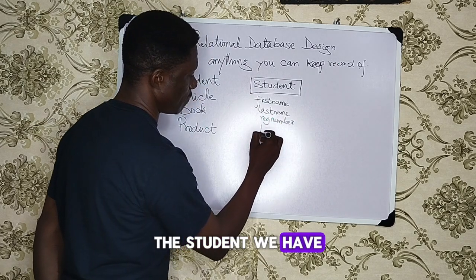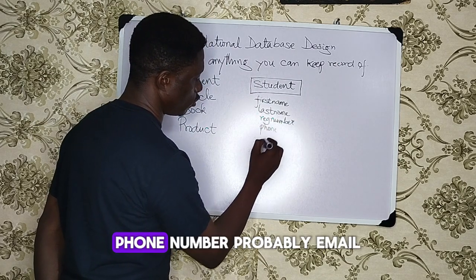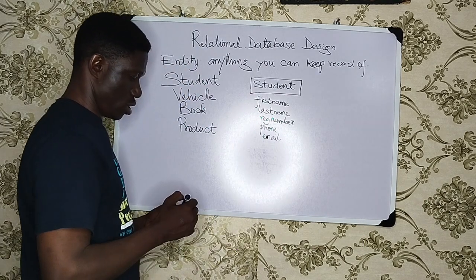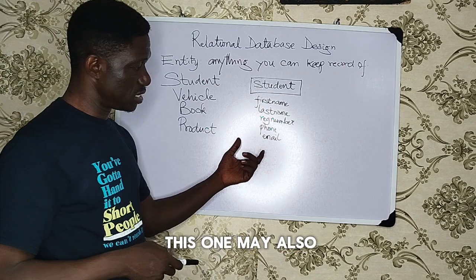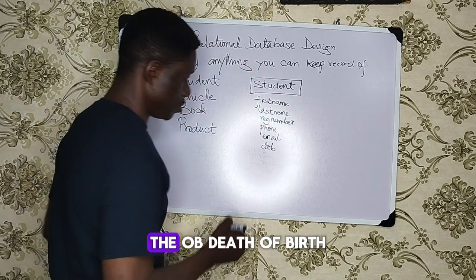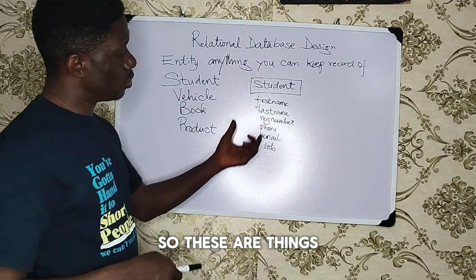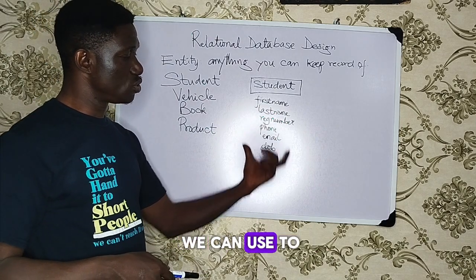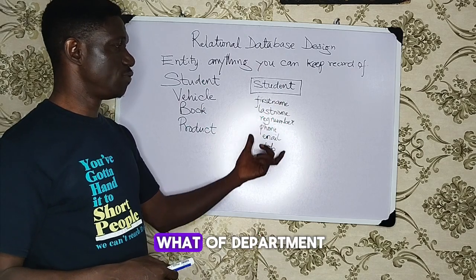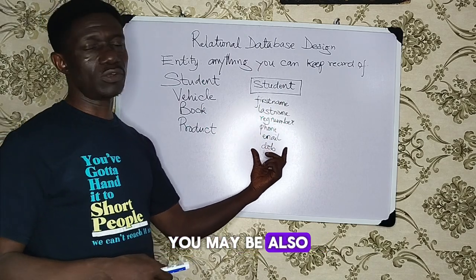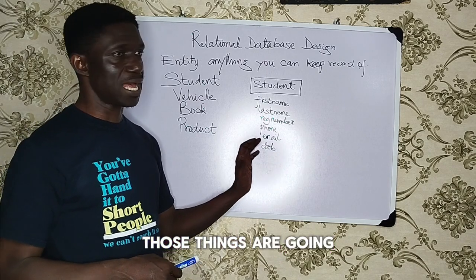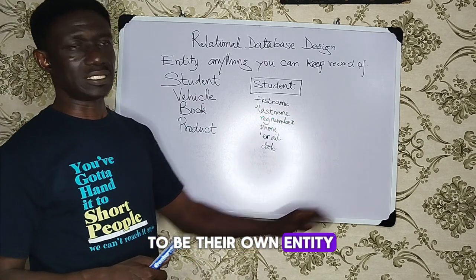The student will have phone number, probably email for now. As we proceed, the student may also have date of birth, DOB. So these are things we can use to describe the student. Don't worry, I know you may be asking, what of department? You may also be asking, what of state of origin? Those things are going to be their own entity.